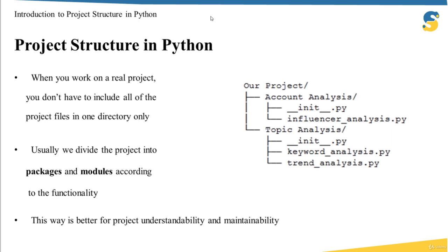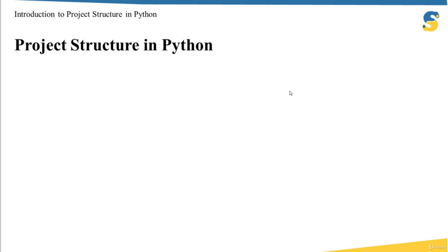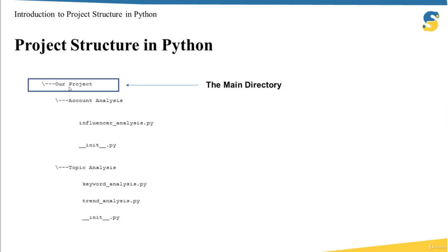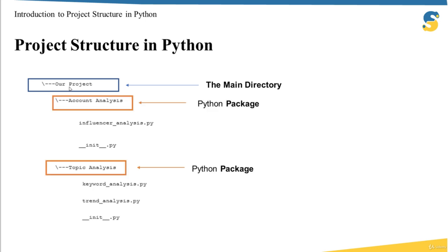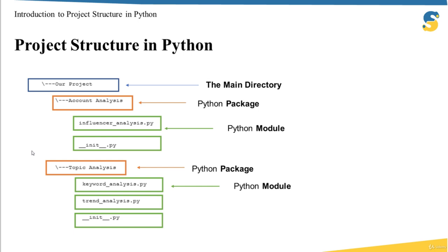Now let's talk in more detail about this project structure. We call our project here the main project directory. Now, within this main directory, we have multiple folders, or in other words, multiple packages. We call a folder a package if it has a Python file with this name, __init__.py. So not all folders are packages. The folder becomes a package only if it has this special file. Also, in Python we call the file that we create in order to type code a Python module. So any Python file that ends with the .py extension, we call it a Python module.